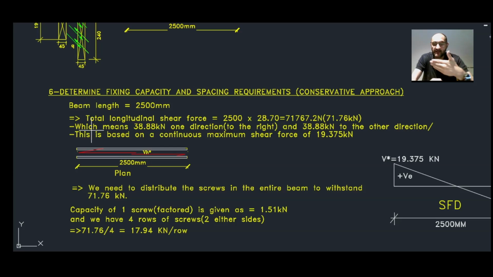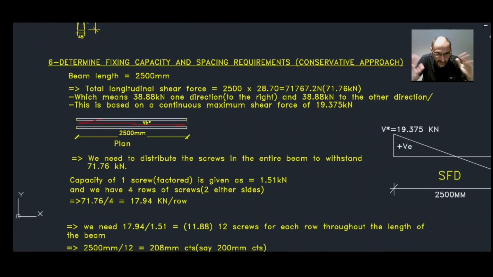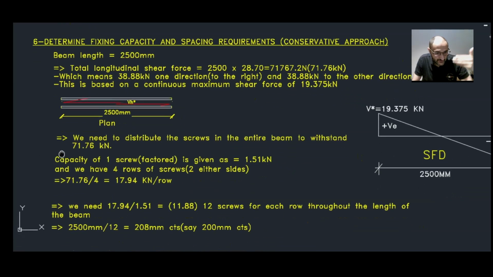So you're sharing the shear force between the two halves of the beam. In total it will be 71.76, but one half of the beam will take 38.88 and the other half will take 38.88, and in the middle it will be 0. Obviously this is based on a continuous maximum shear force of 19.375, and that's a conservative value. Therefore we need to distribute the screws in the entire beam to withstand 71.76.